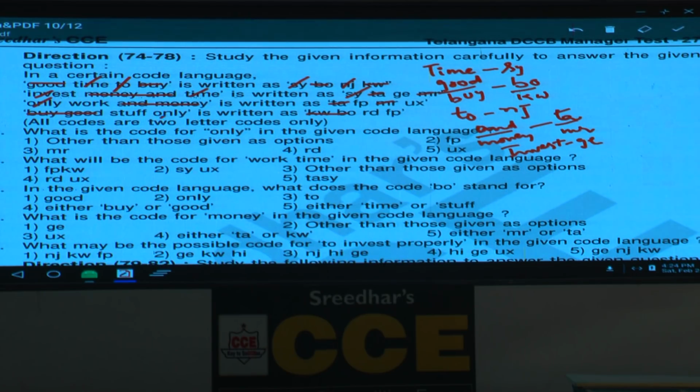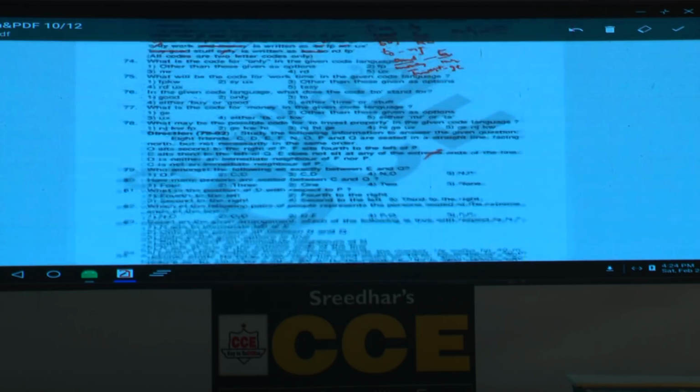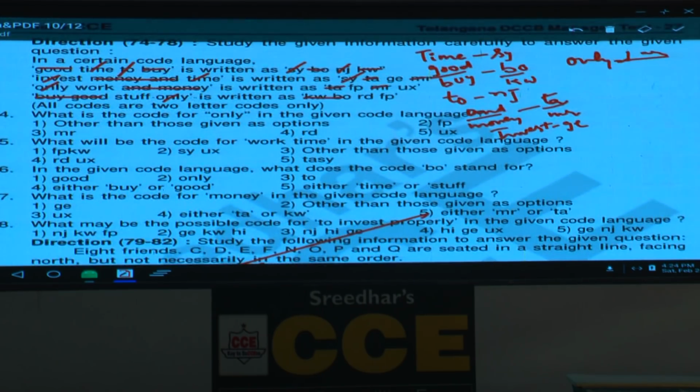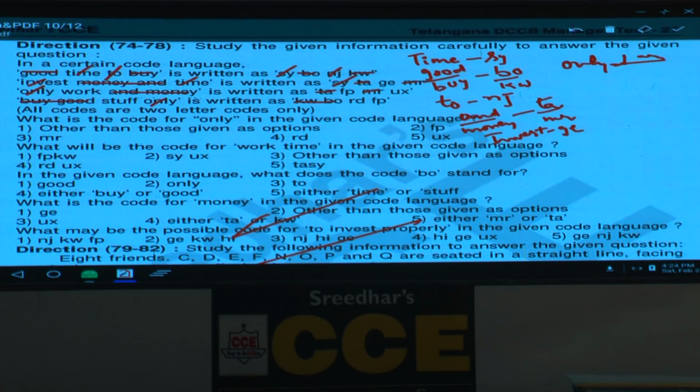Only is the word which is common between these two, and the code which is common is FP. The code for the word only is FP. Then what is left over here? Finally, stuff is the word left over, and the code which is left over is RD, so the code to the word stuff is RD. Now these are the words and their corresponding codes.